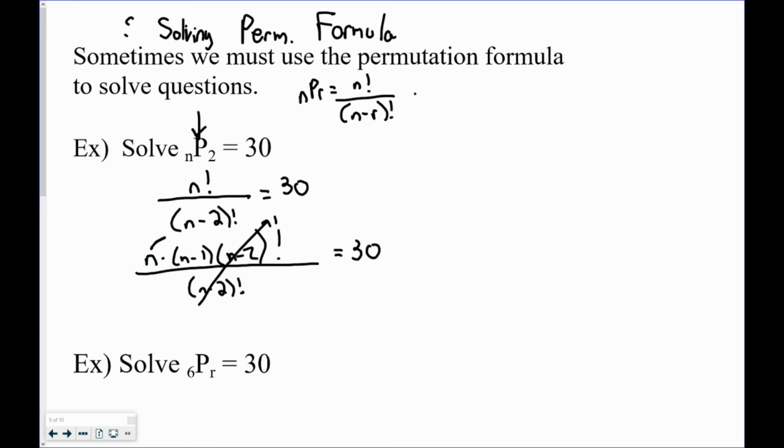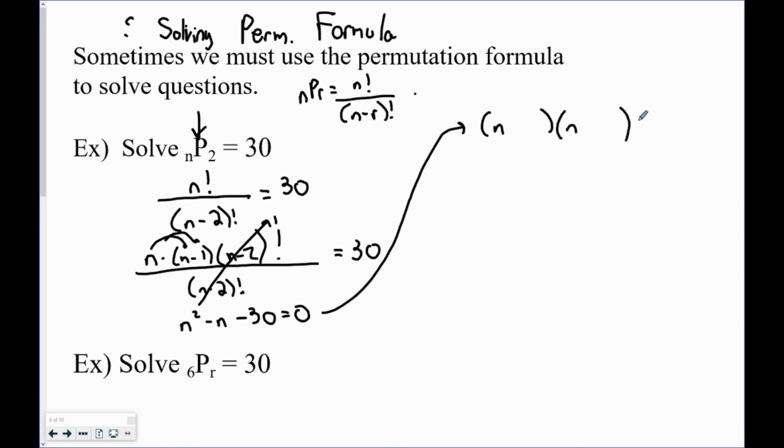So you can distribute the n into the brackets, and you are going to get n squared minus n equals 30. So I'm going to subtract 30 from both sides, like that, and it's now going to equal 0. So now this is something you can factor. So it's actually quite an involved question, and this is just a regular factoring question. So, two numbers that multiply to negative 30 but add up to negative 1. So it's going to be negative 6 and positive 5.